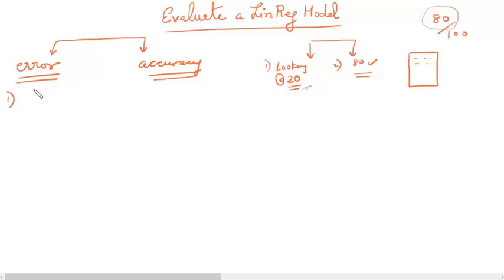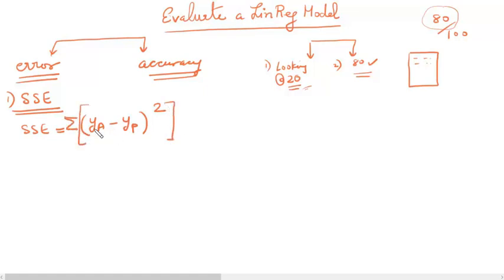The first parameter that we will be looking at, which measures the error a linear regression model is making, is called sum of squared error. We have seen this before. What is the formula of sum of squared error? The formula we have seen before is actual minus predicted, which is the error, whole square, and you add all those values. So this gives you the sum of squared error.